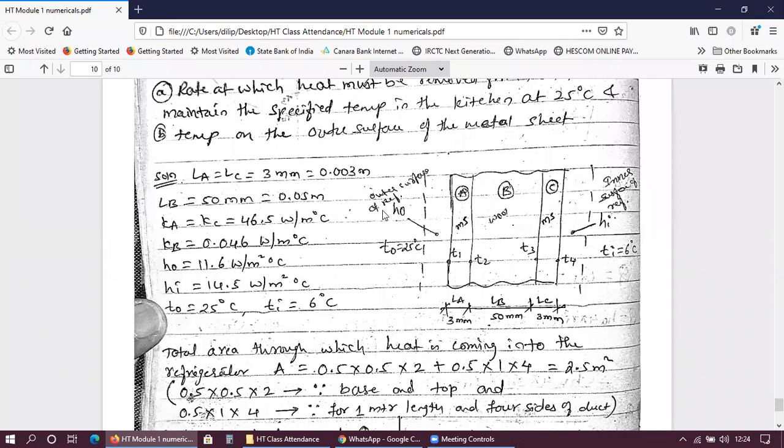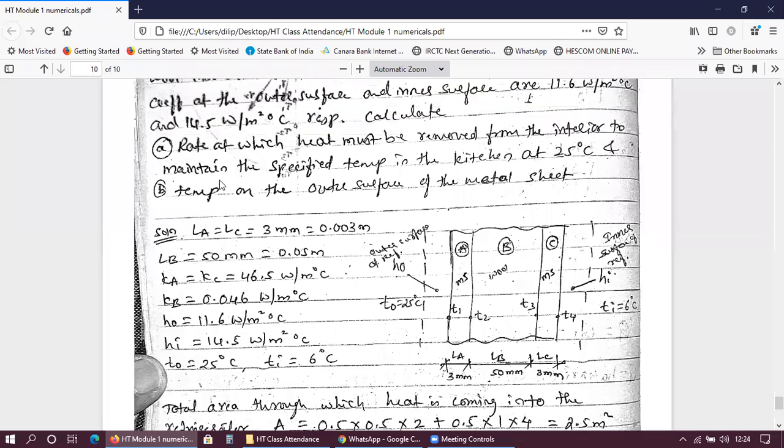Okay, so now we'll go with the given data. As you can see, LA is the thickness of the MS sheet. This is equal to LC, as you can observe here. LA and LC are both the same. L is nothing but the thickness. A stands for this first metal sheet and C stands for this third sheet. So 3 mm, that is 0.003 meters. LB is 50 mm, the thickness of the glass wool, which is 0.05 meters.